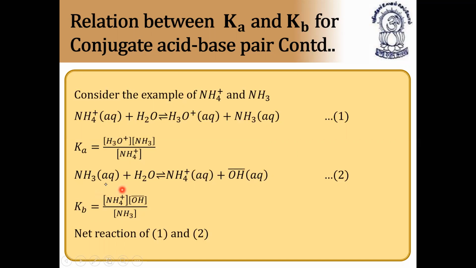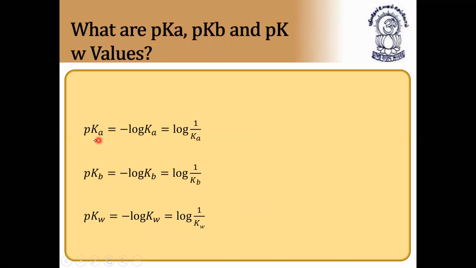In the same way, for the reversible reaction, Kb is equal to the concentration of ammonium ion into the concentration of OH minus by the concentration of ammonia. So the net reaction of 1 and 2 becomes pK is equal to minus log Ka.